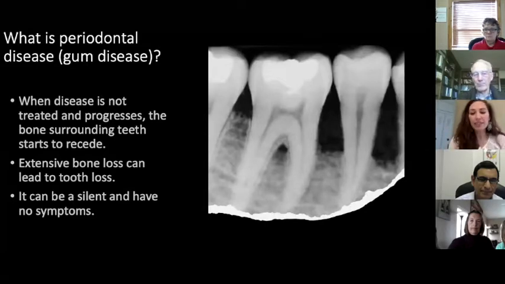Unlike cavities, which give us some tooth pain and really alert us to the infection, periodontitis and gum disease can really be silent and have no symptoms at times, because you can't feel the bone as much as you can feel the nerves that run through the teeth.